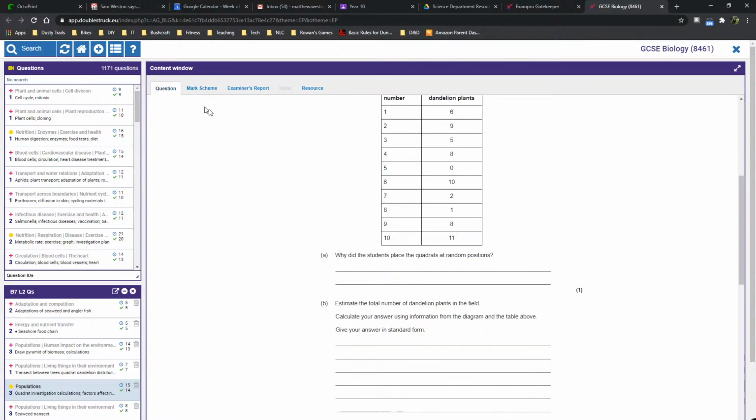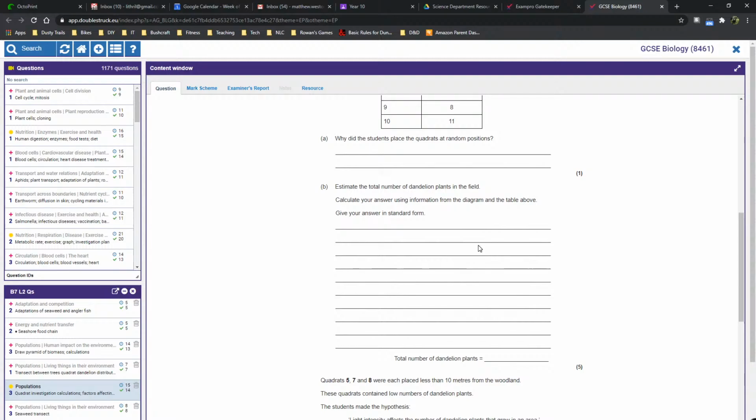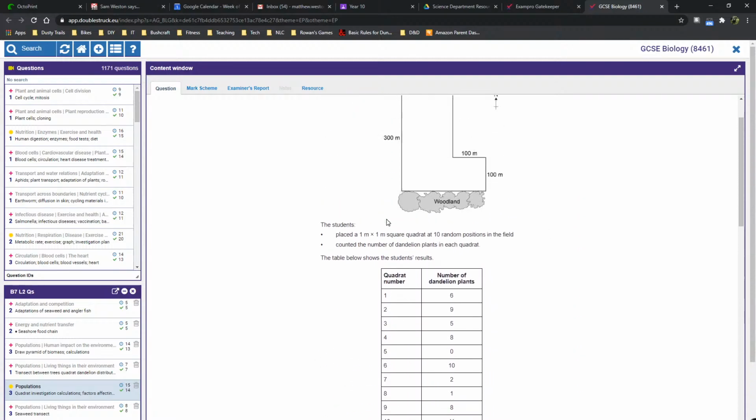Nope, 6. I knew there was a 6 in it somewhere. So add them up, divide by 10. The next thing you need to do is work out the area of the field.